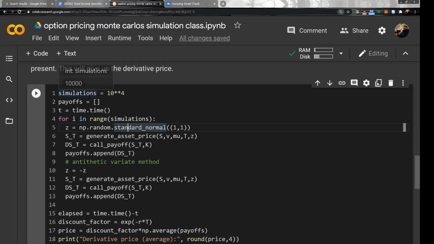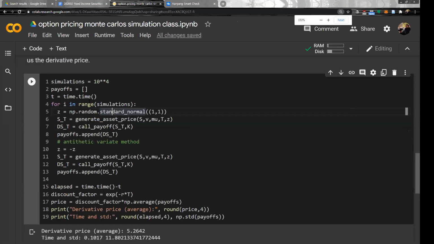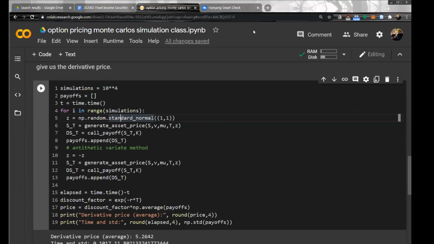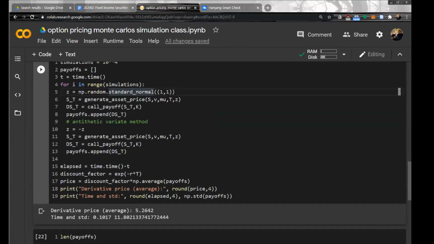I think this is maybe better. Can you see the screen well? Is it okay? If the font is too small, please let me know.